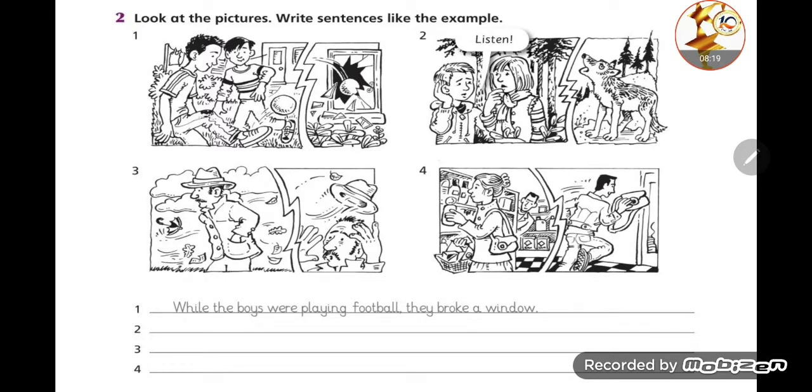Number 2, look at the pictures. Write sentences like the example. Pardon. In these, we are going for these 3 pictures or the rest of 3 pictures that we have. We are going to write examples or sentences. We are going to write sentences from what we saw in the picture.